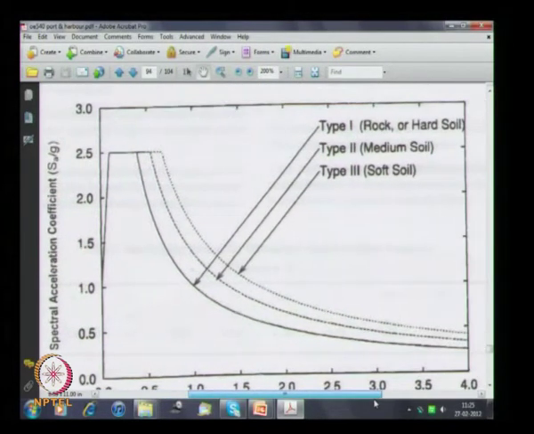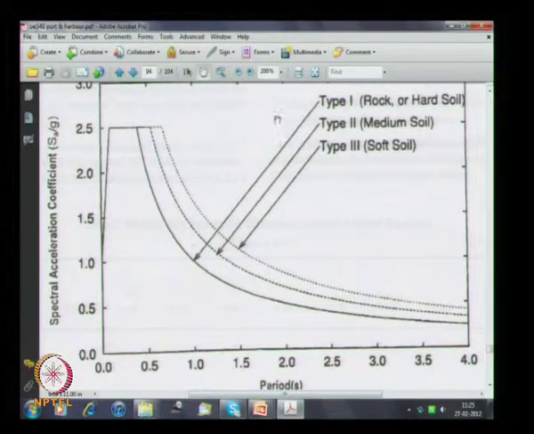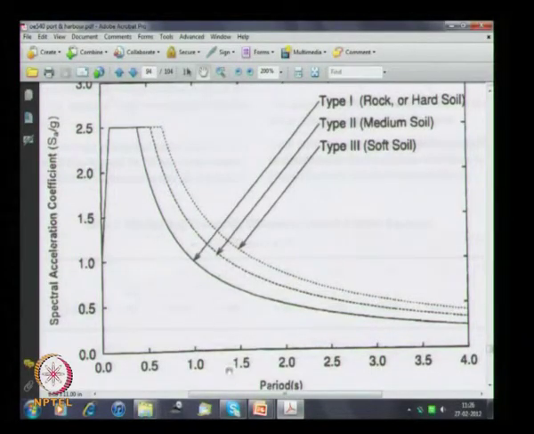Whenever you want to present a graph, you will be making some presentations in future also. Whenever you do, you define what the x axis is. Period means natural period of the structure in seconds. What is the natural period range given? 0 to 4 seconds. Most of our berthing structures will be very close to 1 second.